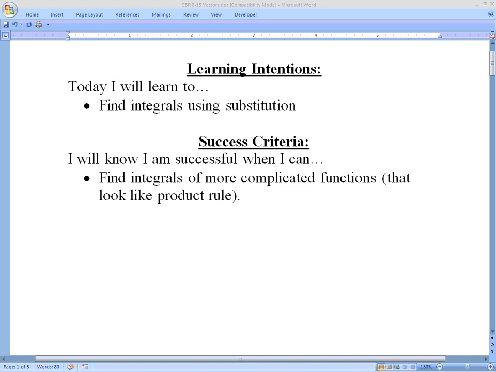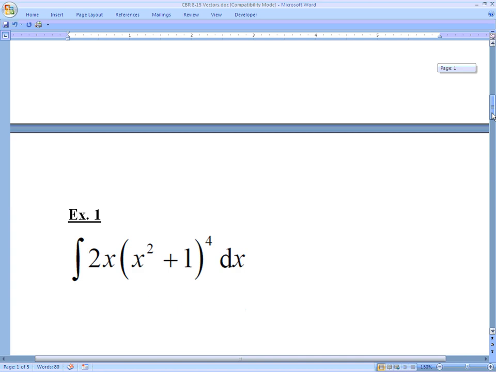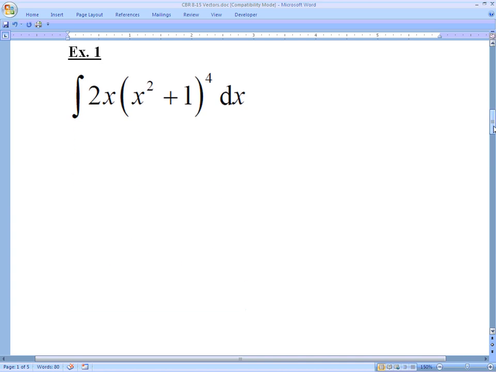Today we are going to learn about finding integrals using a technique known as substitution. It's a little bit like chain rule in reverse, but a little bit more advanced than that. We're going to use that to find integrals of more complicated functions, ones that may have looked like they would have required something like the product rule if we were doing the derivative, but we are not. So I don't really have any terms and notations to start with. I'm just going to show you my technique.